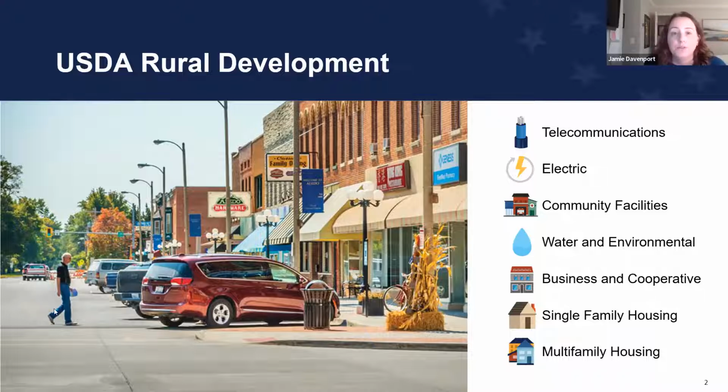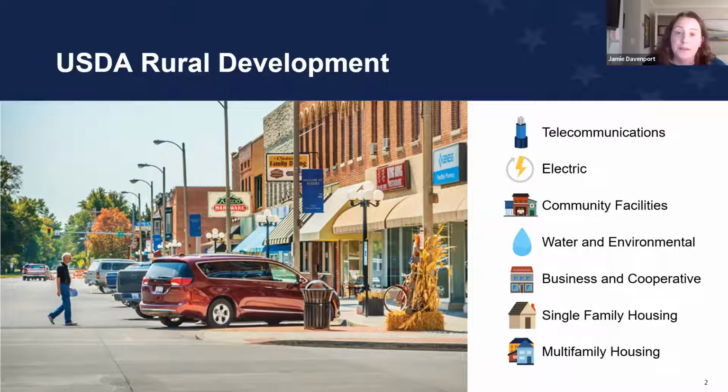Community facilities, where I work, we'll dive into more here in a minute. Our water and environmental programs offer loans, grants, and loan guarantees to support water and sewer infrastructure. And business and cooperative programs provide financing for businesses and industries in rural areas, including some technical assistance opportunities and supporting things like cooperative development and local food type projects. And then finally, we have single family housing and multi-family housing programs available as well. So again, about 40 programs spread across Rural Development, really touching just about all aspects of economic development for our rural communities.